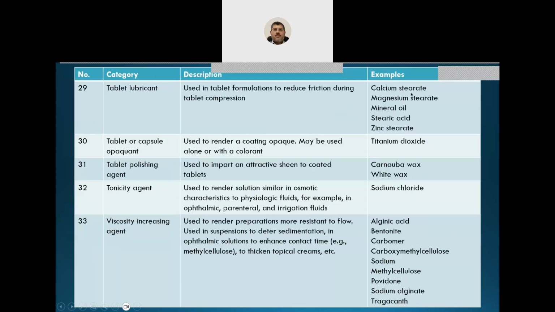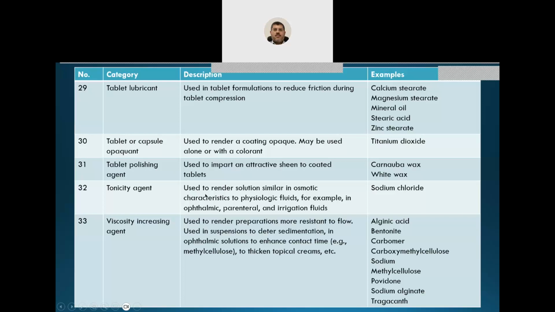These are the examples other than stearate. We can use tablet or capsule opacant to make it more opaque, like titanium dioxide, usually added in the coating material. We can use tablet polishing agent to polish the tablets after production to give them a shiny appearance. Carnauba wax or white wax can be used for polishing.